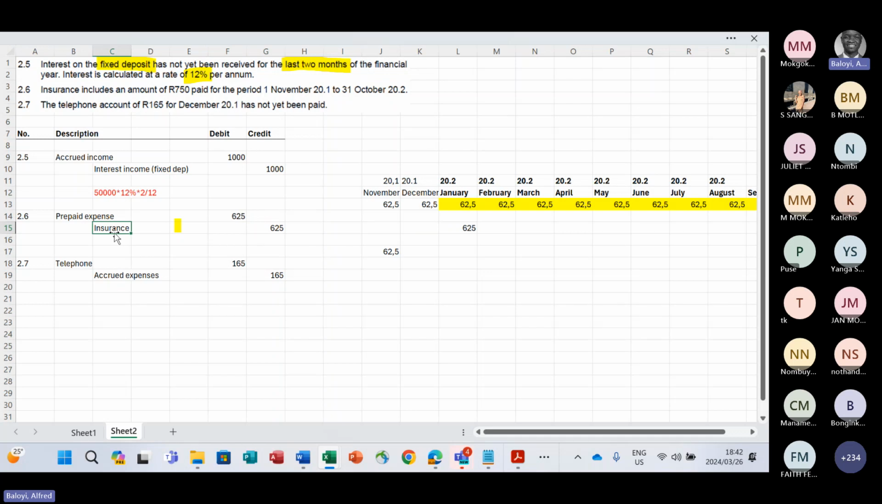That's why we say insurance credit 625, and then we put it in the prepaid expense, the 625. Does that make sense? Yes, it makes sense. Thank you.